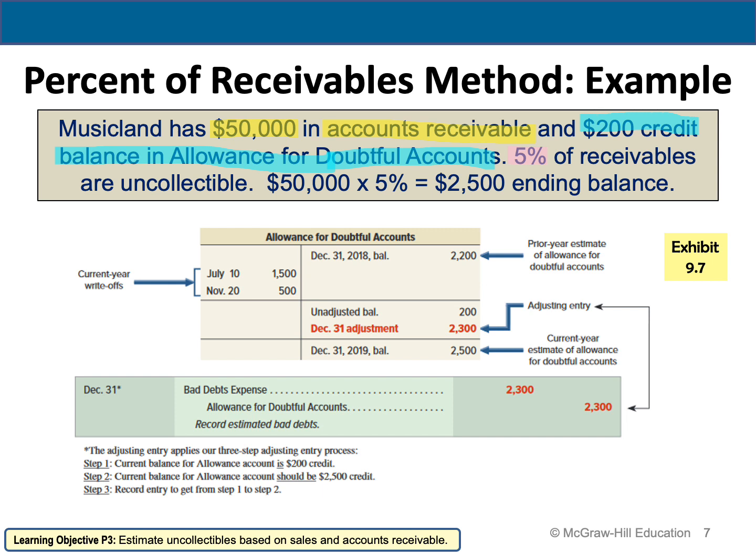So what I'm going to do here is say 50,000, which is my account receivable, multiplied by 5%. Why am I multiplying 50,000 by 5%? Because I'm using the percent of receivable method. It means that I'm going to take a percentage out of the account receivable. So 50,000 multiplied by 5% will give me 2,500, which is my ending balance.